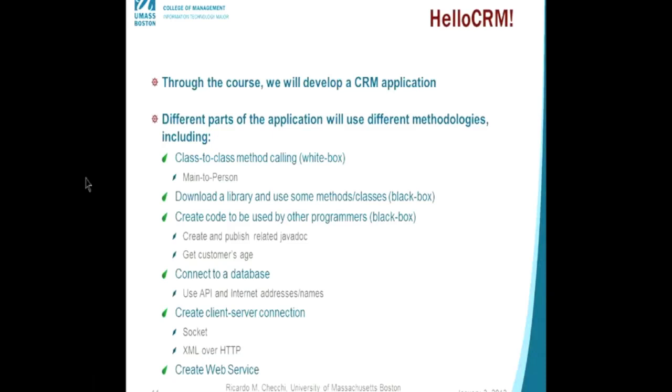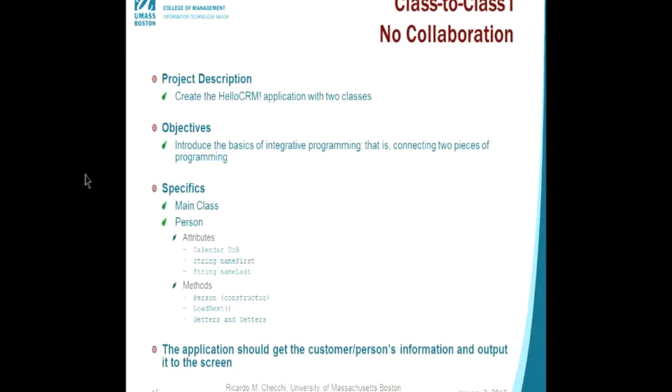So it's going to be a CRM, and first is, let's create the person class. And the person class has some attributes, and you have your main, calls the person class, gets the data, and prints it out to the screen or the console.